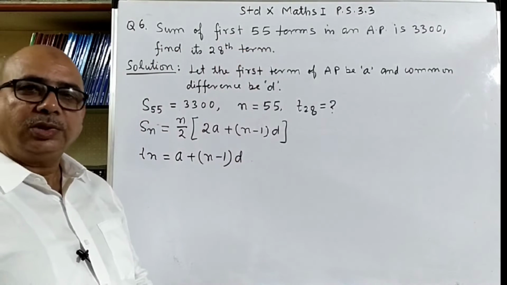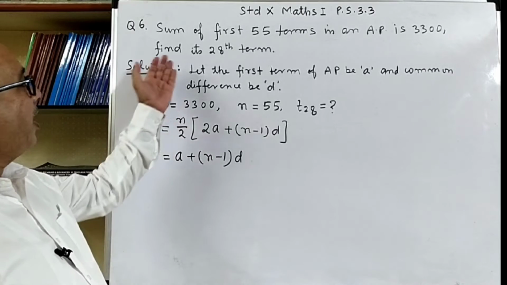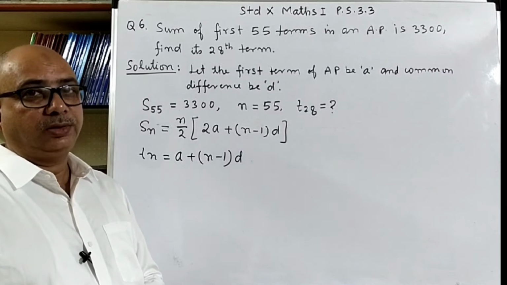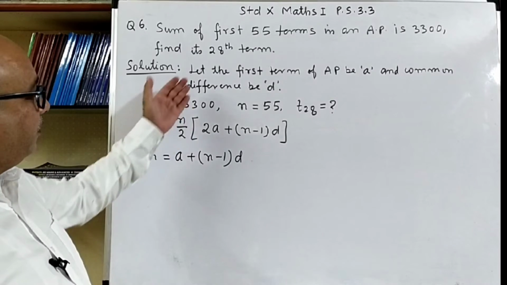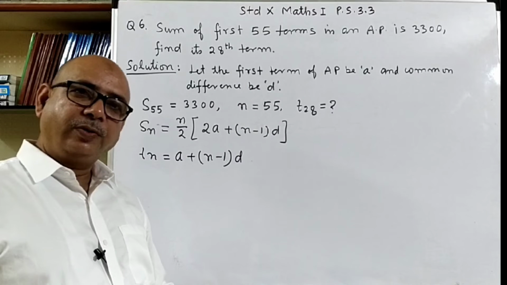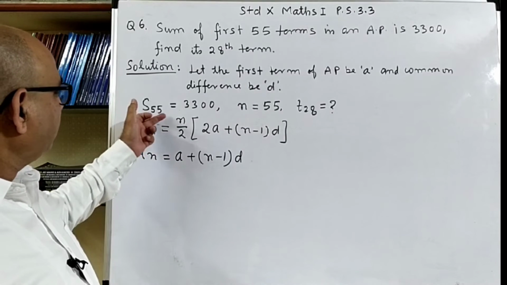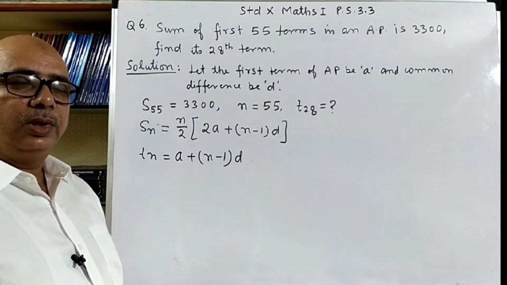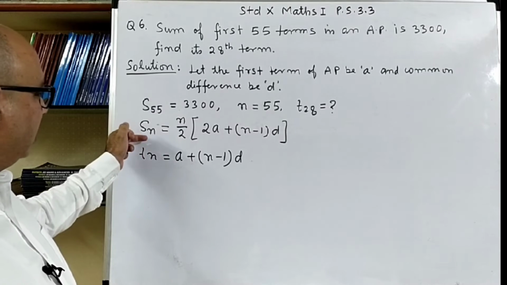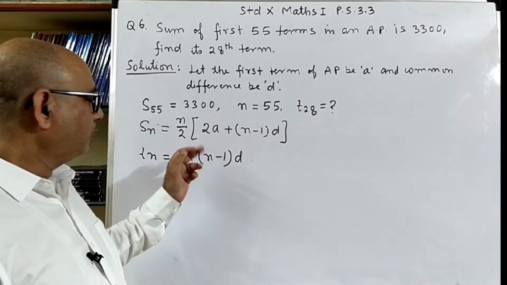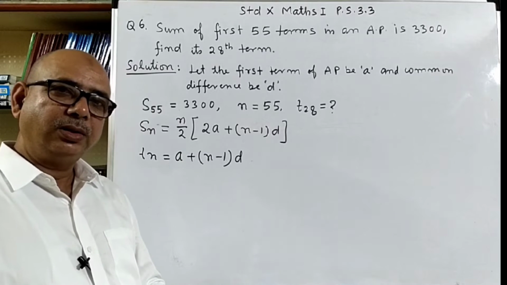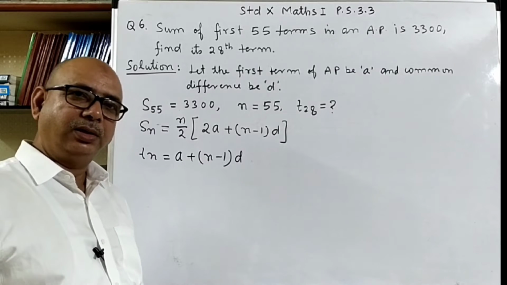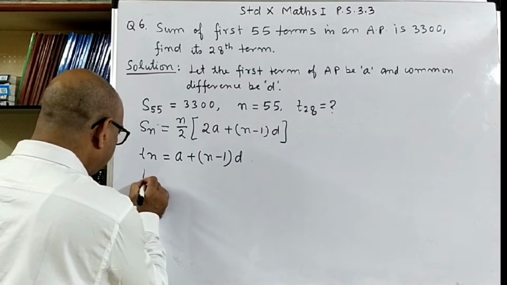Question number 6. The sum of the first 55 terms in an AP is 3300. Find its 28th term. That means find the value of T28. Let the first term of the AP be a and its common difference be d. S55 is given as 3300 and n is equal to 55. The formula for the sum of n terms of an AP is n by 2, 2a plus n minus 1 d. And the nth term of an AP, Tn, is equal to a plus n minus 1 d.